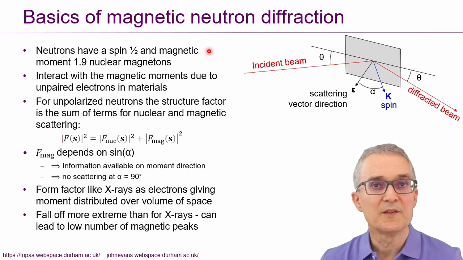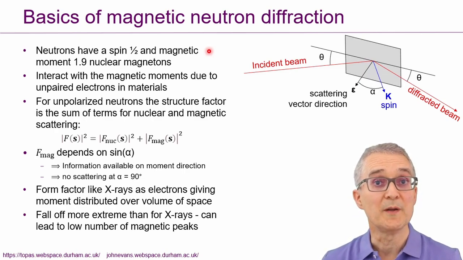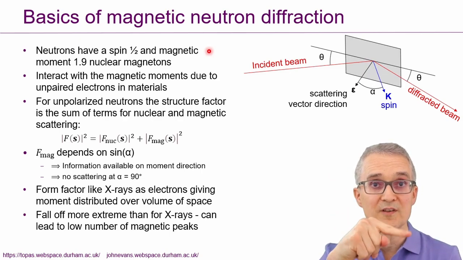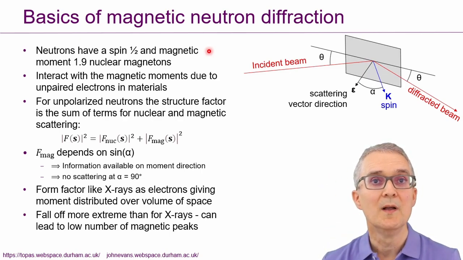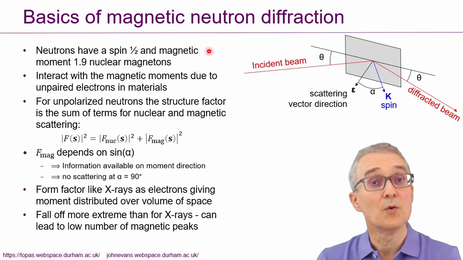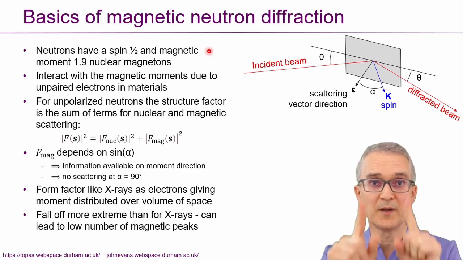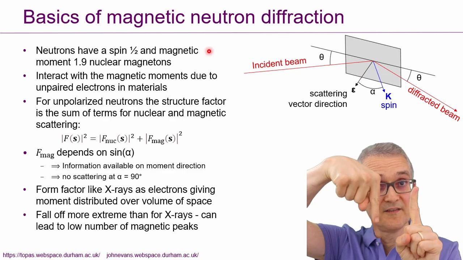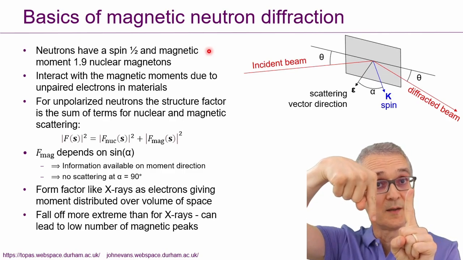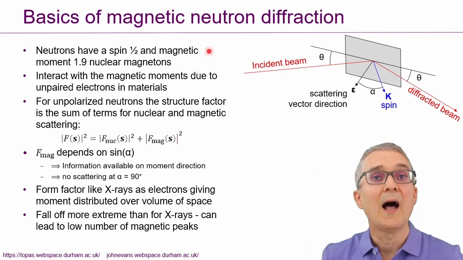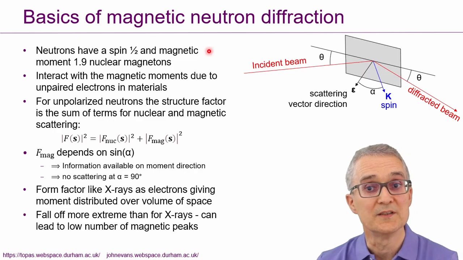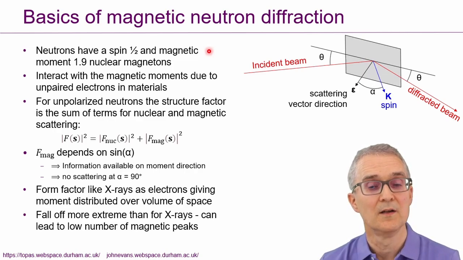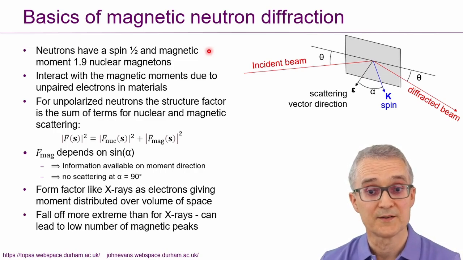So in a typical material at high temperature, a material will be paramagnetic, so the direction of its magnetic moments is random. But many materials, when you cool them down, they order magnetically. They either become ferromagnetic, in which case the magnetic moments are parallel, or antiferromagnetic, in which case the magnetic moments are antiparallel. And that ordered array of magnetic moments gives rise to a magnetic neutron diffraction pattern.